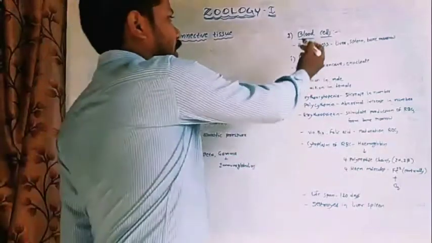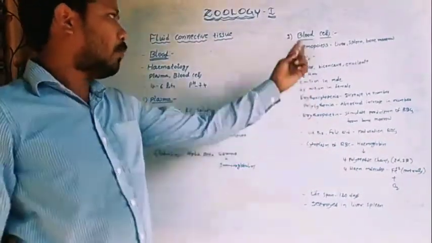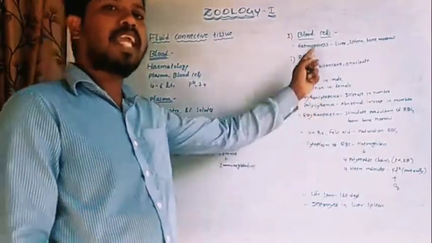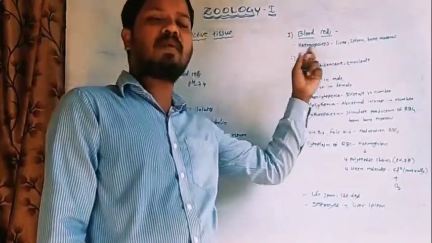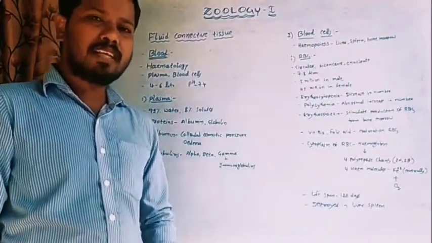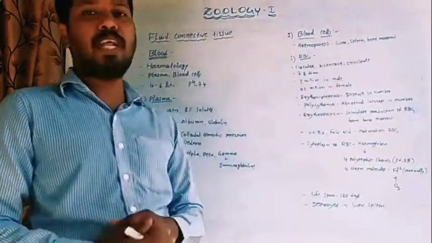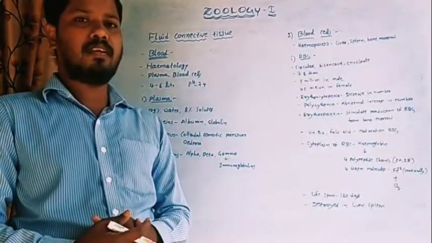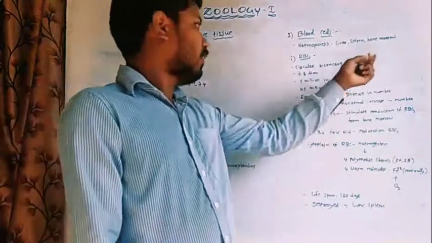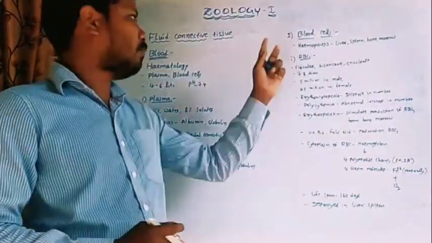Next one is the blood cells. The production of blood is called hemopoiesis. In the embryonic stage, blood is produced from the liver and spleen. After that, the bone marrow is the major source of production of blood cells.